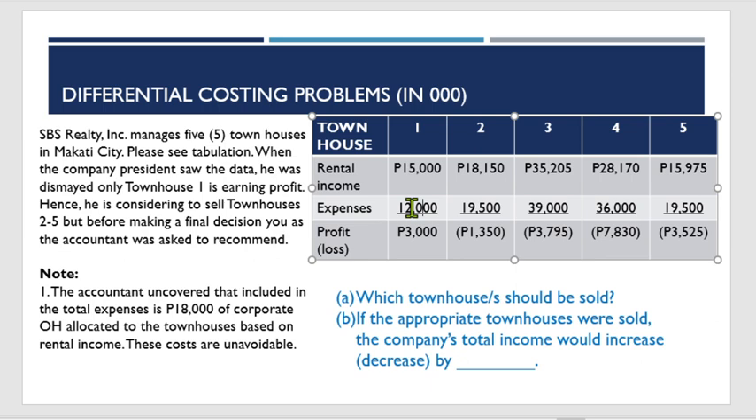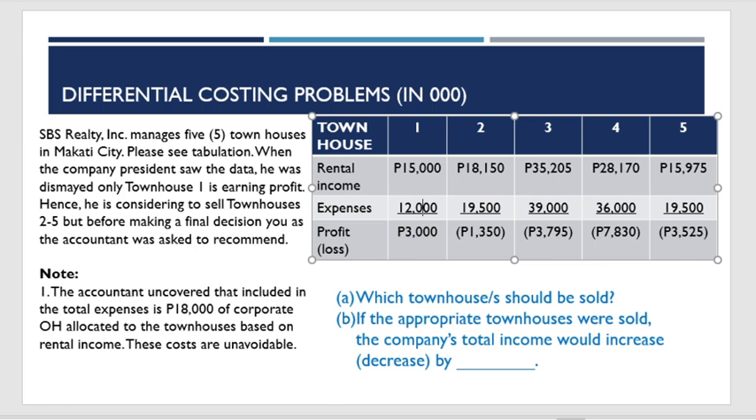So, look only at the avoidable. How do you separate it? It says the 18 million is allocated based on the rental income. So what are you going to do? First add: 15 million plus 18,150 plus 35,205 plus 28,170 plus 15,975. Total all of those, and use the total as the denominator in your ratio and proportion. For example, 18 million times 15 million divided by the total rental income of townhouses 1 to 5.